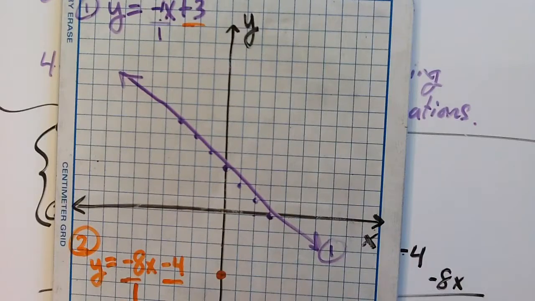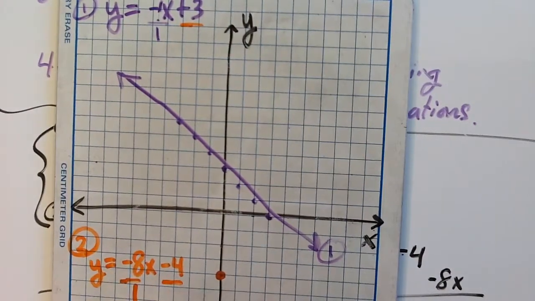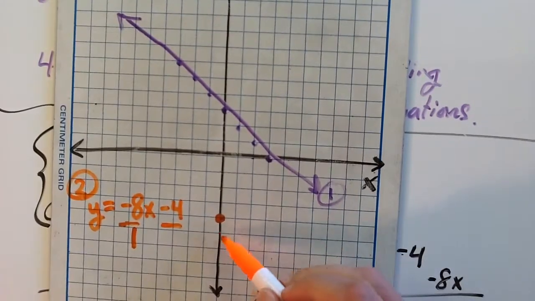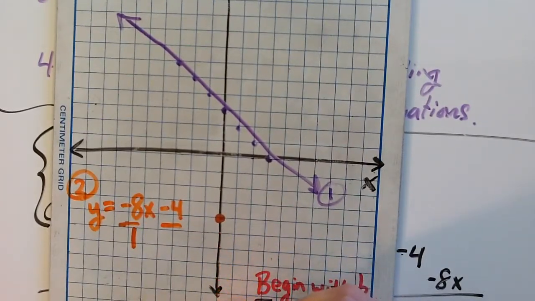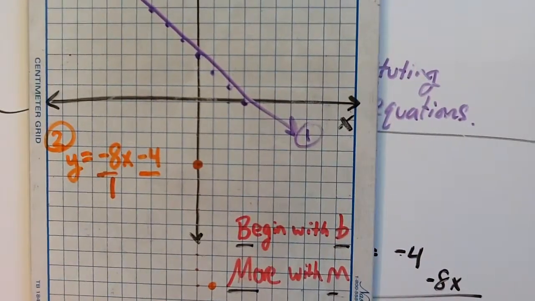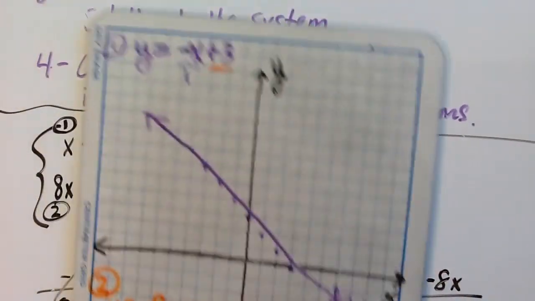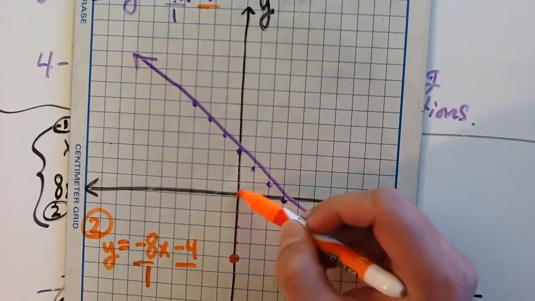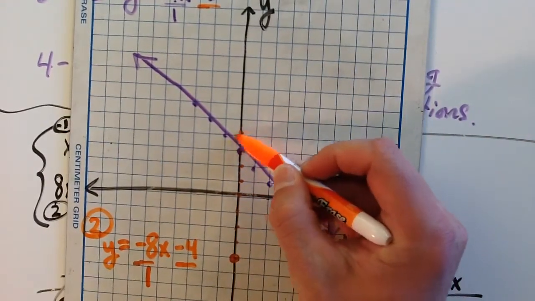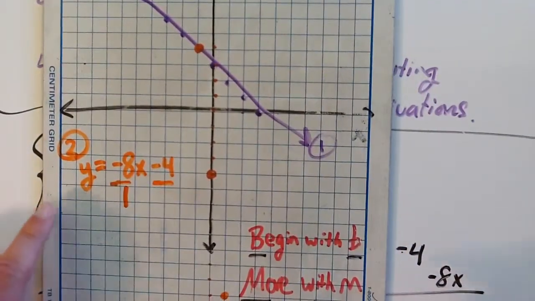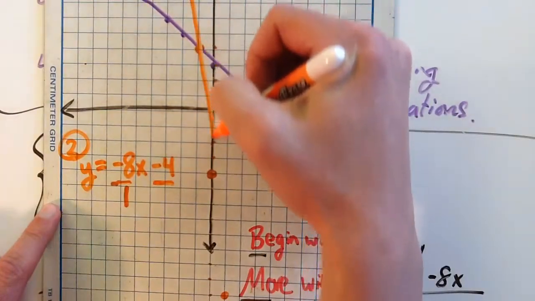If it's -8, that means I'm going down 8, up 1, down 8, up 1. And I could go down 8, 1, 2, 3, 4, 5, 6, 7, 8, right 1. So there would be a point right there. And going down 8, right 1 is the same thing as going up 8, left 1. So from the B, let's go up 8, 1, 2, 3, 4, 5, 6, 7, 8, to the left 1, right there.